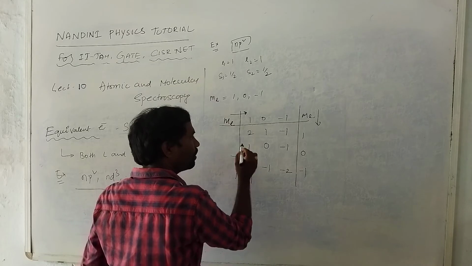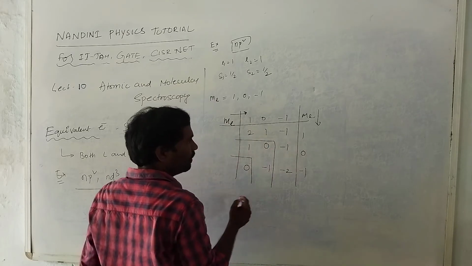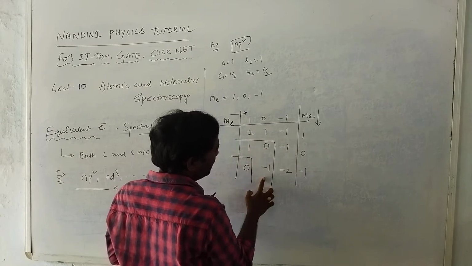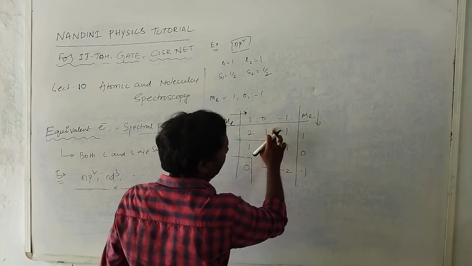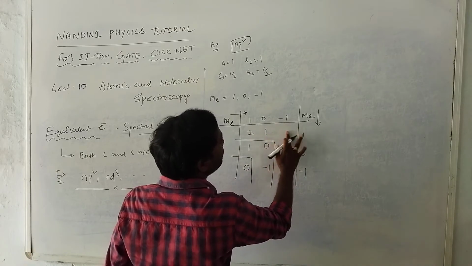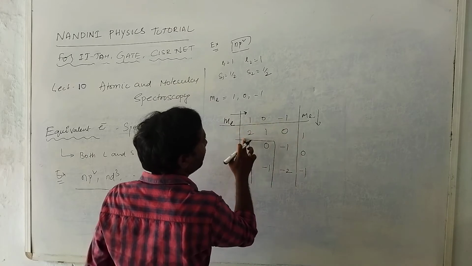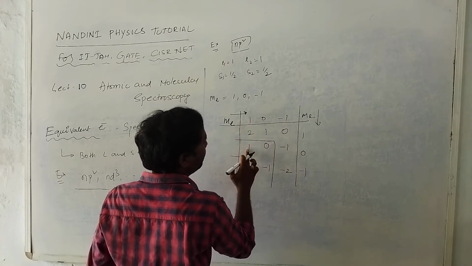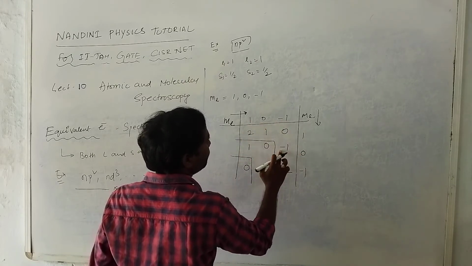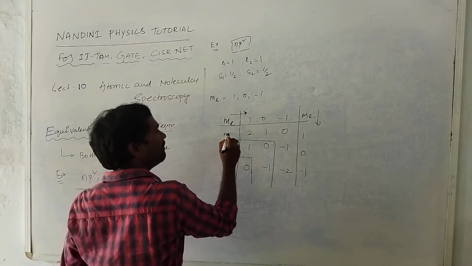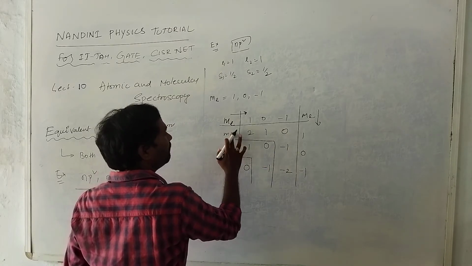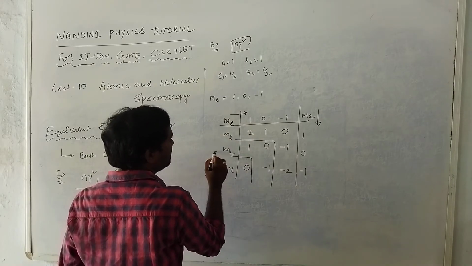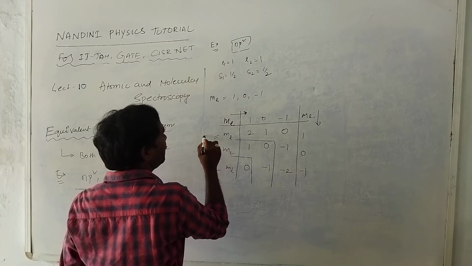So simply divide the block. You will get 2, 1, 0, minus 1, and 2, 1, 0, minus 1. So 1 minus 1 is actually 0. 1 plus 1 is 2, 1 plus 0 is 1, 1 minus 1 is 0, 0 plus 1 is 1, 0 plus 0 is 0, 0 minus 1 is minus 1. So the remaining are the ML values. This is the S state, which represents L equal to 0, this is the state L equal to 1, and this is the state L equal to 2.